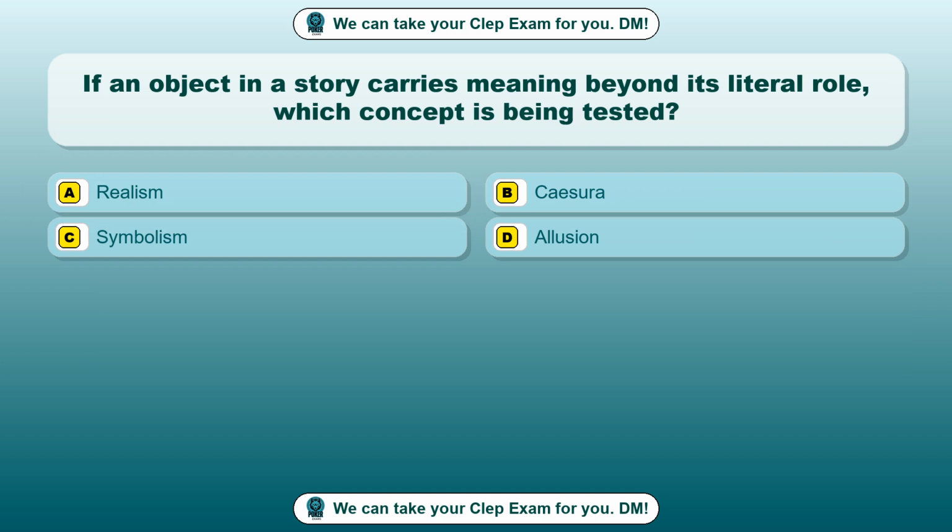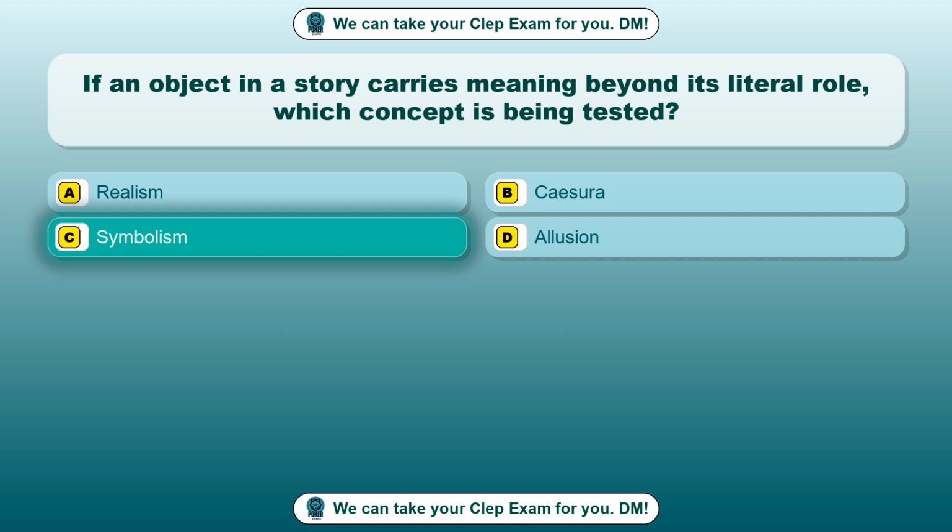Question 8. If an object in a story carries meaning beyond its literal role, which concept is being tested? Option A, realism. Option B, caesura. Option C, symbolism. Option D, illusion. The correct answer is option C, symbolism.